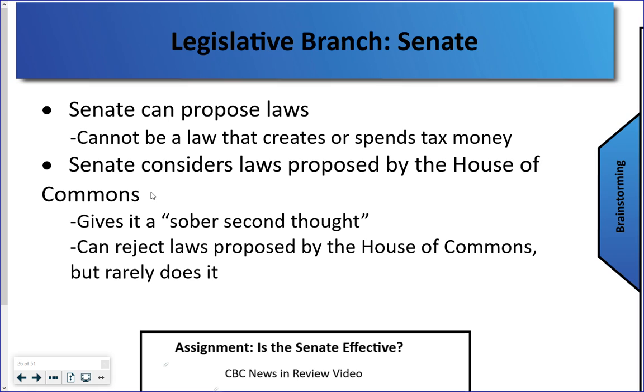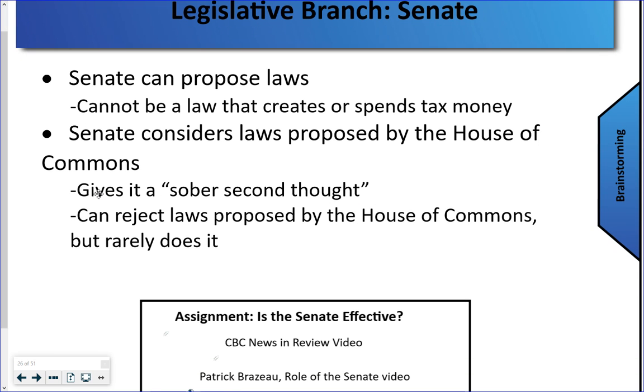Once again, we'll talk about how a bill passes through the House of Commons and Senate a little bit later in this chapter, but they give it a sober second thought. The term sober just means that once it goes through the House of Commons, it can go through the Senate. The Senate doesn't have to worry about getting elected all the time. They can be a little more deliberate on what gets passed through. It gives it a sober second thought and can reject laws proposed by the House of Commons, but I may add it rarely does.